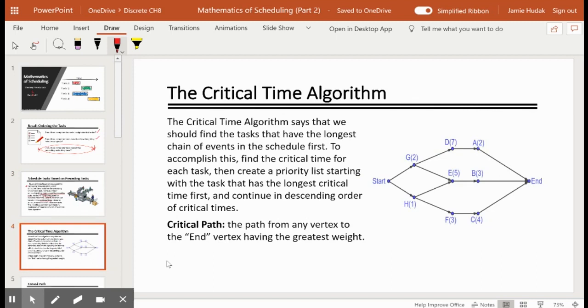So if we look at this graph, we want to start this conversation of critical time by looking at something called the critical path. The critical path from any vertex to the end vertex is the path that has the greatest weight. So if we look at this one here, if we look at vertex G, we see that vertex G has two different paths to get to the end vertex. We have this first path up here, and then we have a second path down here. So we want to look at the path that has the most weight.